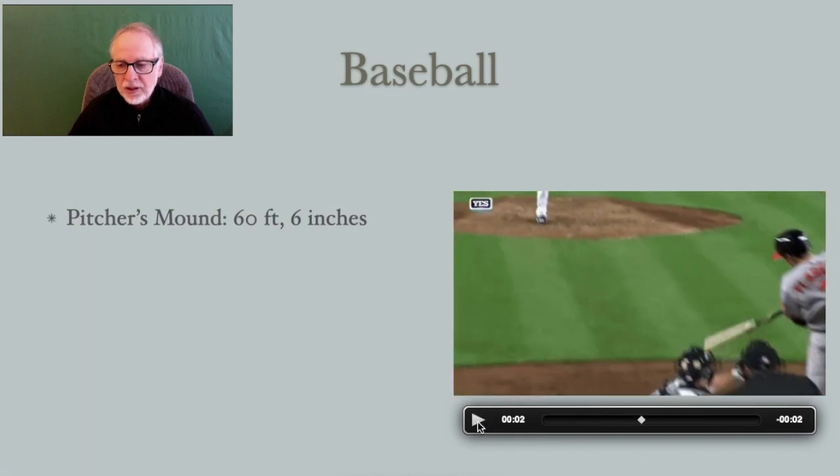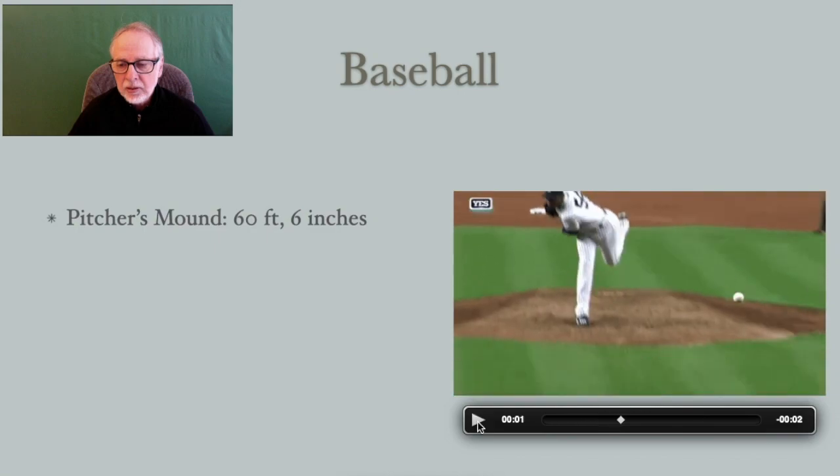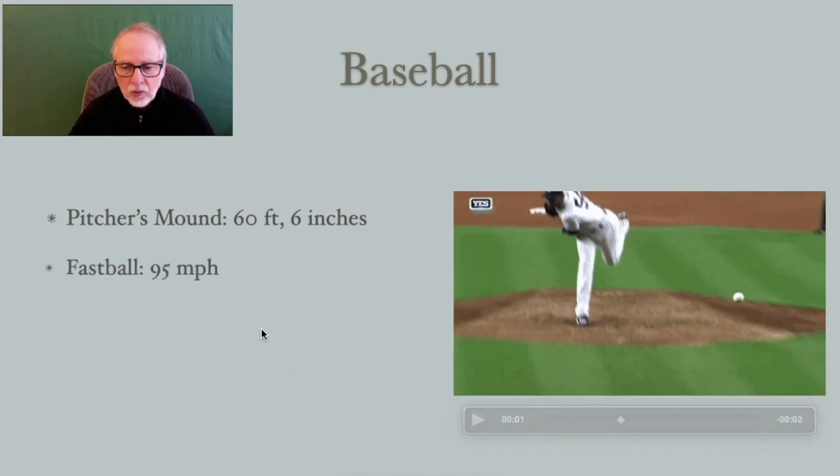If I pause this and let it go here, we can see this a little bit better. That little white strip there that you barely see is 60 feet 6 inches away from home plate. If a pitcher's thrown a fastball, a good fastball these days might be 95 miles per hour. There are some pitchers in the upper 90s to 100 miles per hour.